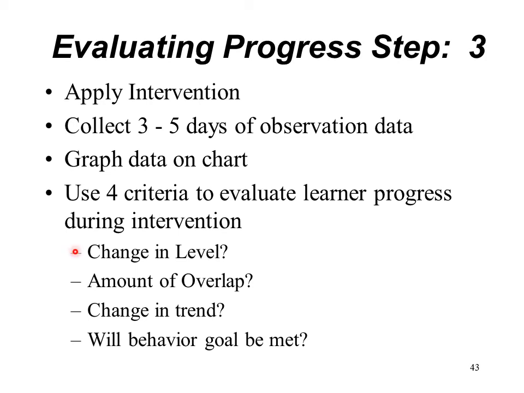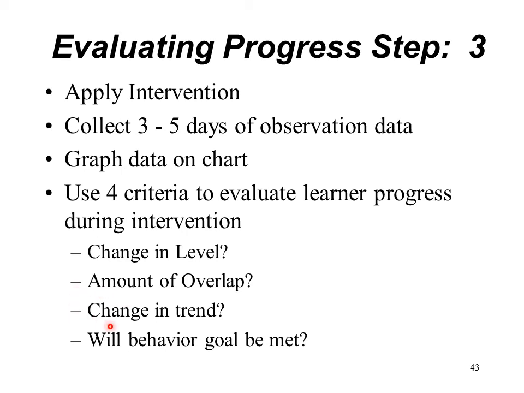First thing we're going to look for is something called change in level. In other words, if we take the data points within that phase and we average them, how does it compare to the average during baseline or during the previous phase of intervention, the data before we made our change? Then we're going to look at something called the amount of overlap. How many data points in this new phase overlap with data points in the previous phase? If there's a lot of overlap, it means there's not a lot of change in behavior.